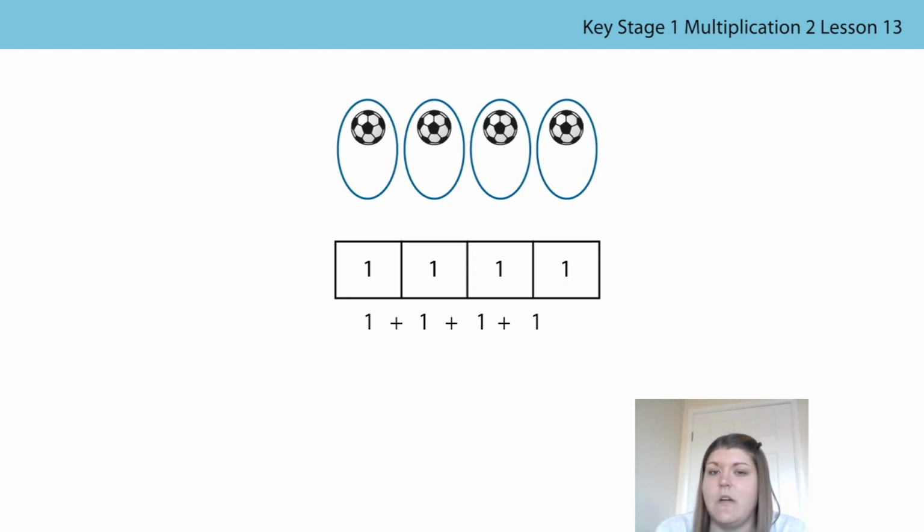Now a challenge, write it as a multiplication expression. Remember, how many groups have you got? How many in each group? Give it a go. Yeah! 4 times 1. 4 groups, 1 football in each, 4 ones. You're so good at this. Let's look at both of them together.